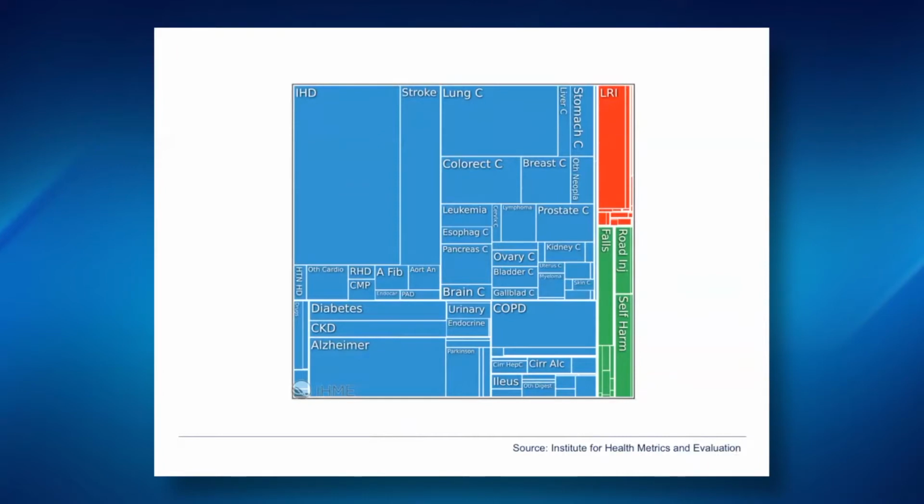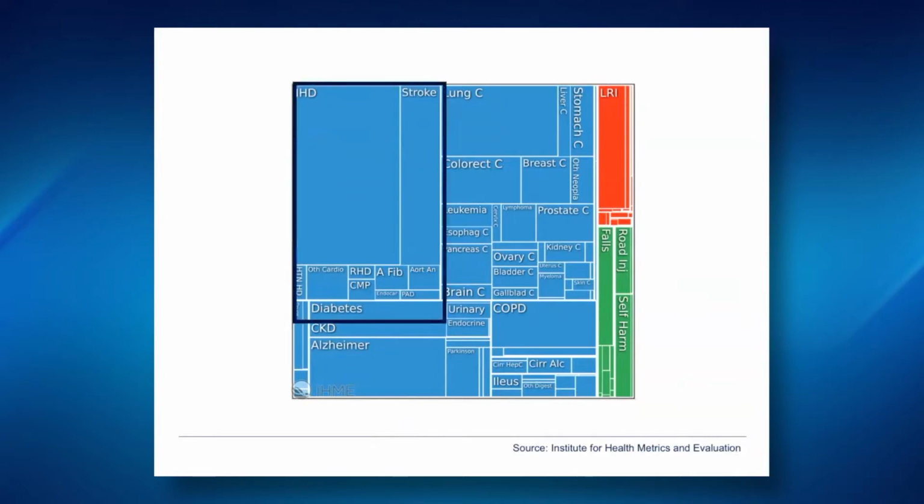I'm going to start with a picture. This is what's called a tree map. It's from the Institute of Health Metrics and Evaluation, and it's one way of depicting the total burden of disease in any given country. So the surface area occupied by a disease is the proportion of the total mortality contributed by that disease to the nation's health.